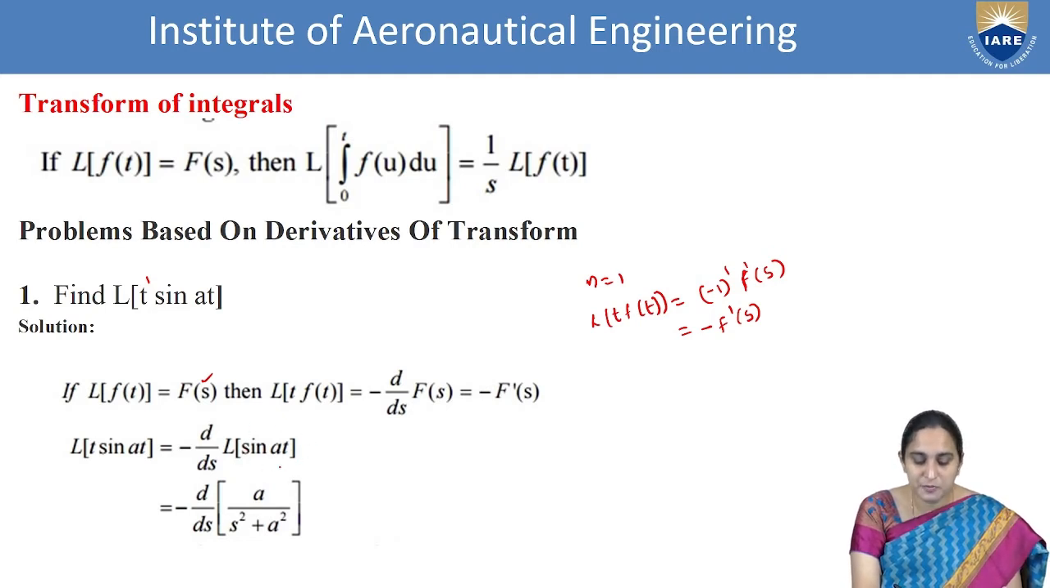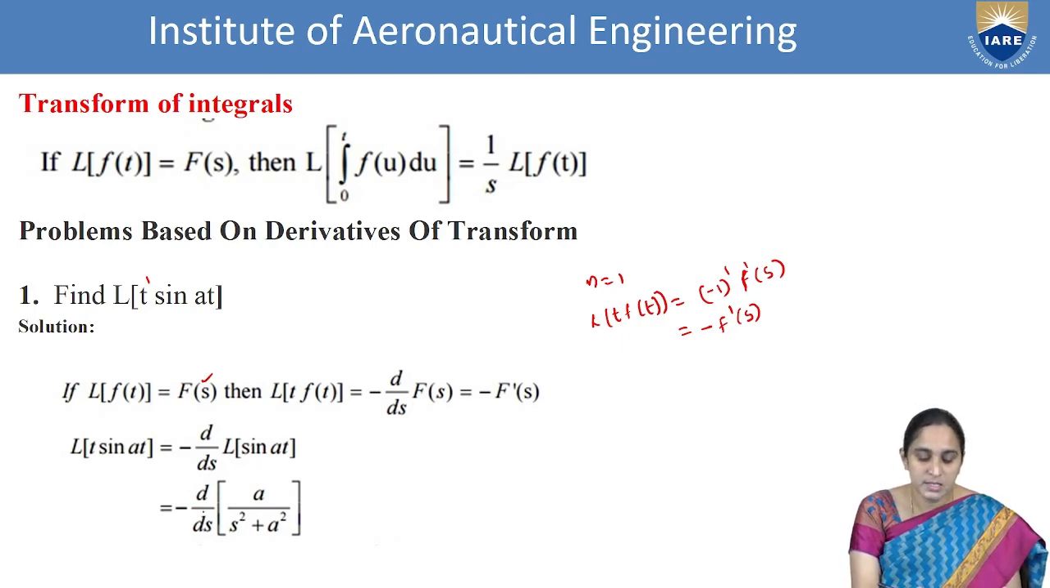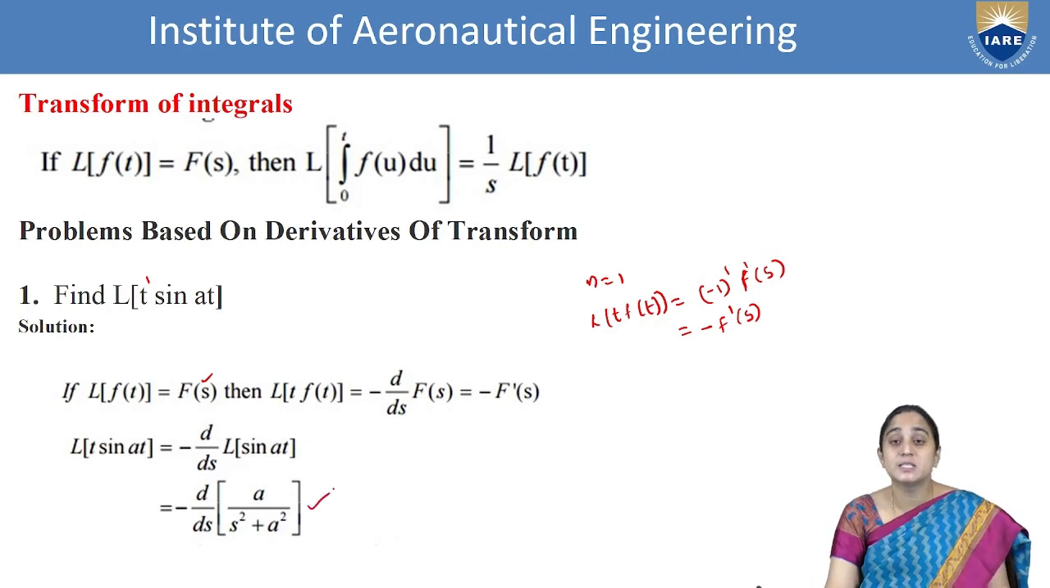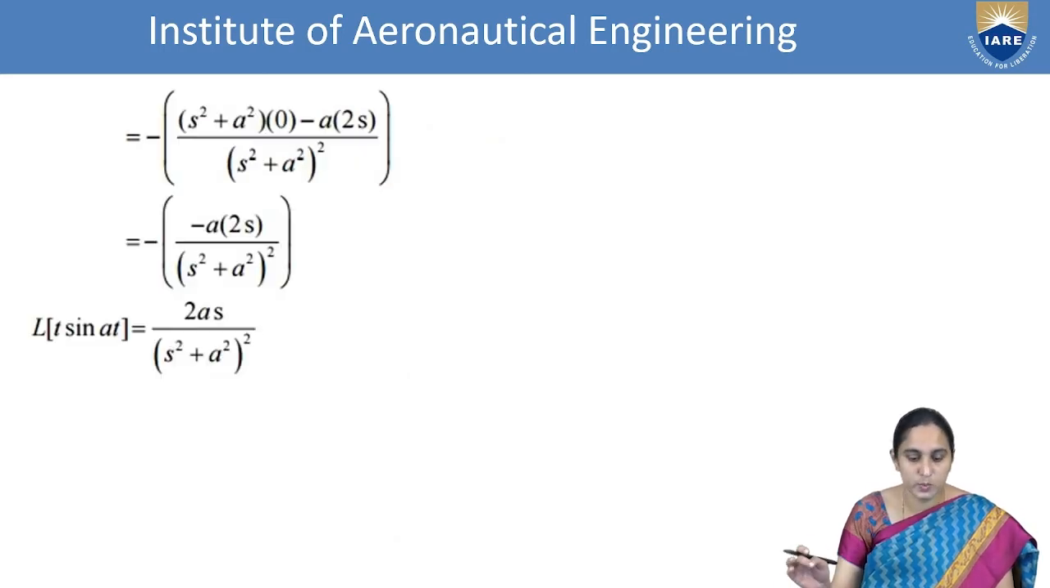But what is f of t here? The function is sine at. That's why I'll write simply minus d by ds of Laplace of sine at. And what about the formula of Laplace of sine at? Already we discussed that Laplace of sine at formula as a by s square plus a square.